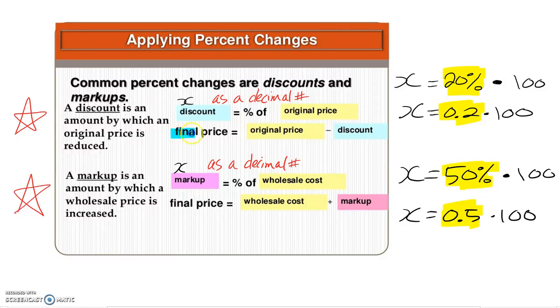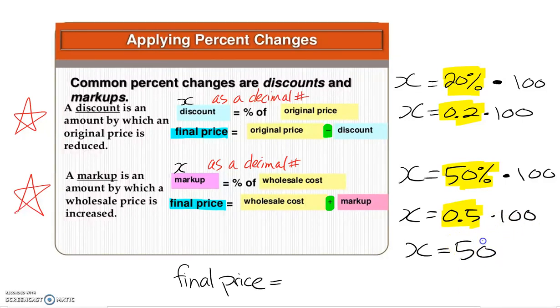Now, the last part is the final price. You're always going to take that original price and, in this case, subtract the discount. That's great when you have a discount. But if you want the final price when there's a markup, you take the original cost or wholesale cost and you add the markup, where before you were subtracting the discount. To finish off this example, to find our markup, 0.5 times 100 is 50. And to find the final price, we take the wholesale cost, which was $100, and add the markup for a final price of $150.